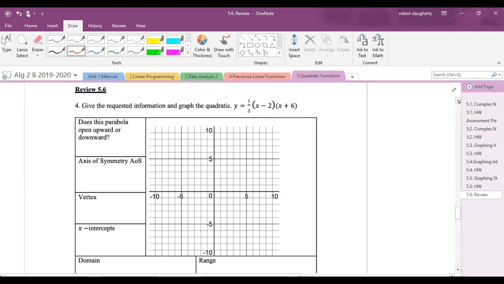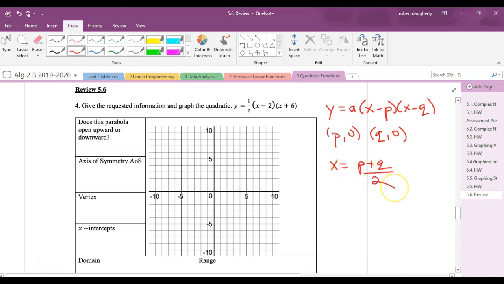Give the requested information and graph this next quadratic. This one is in intercept form. That form is y equals a(x minus p)(x minus q). I've got intercepts at (p, 0) and (q, 0). My axis of symmetry is (p plus q) over 2, okay?